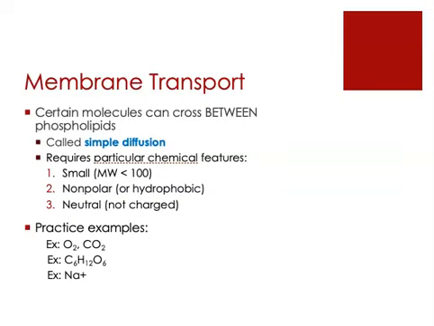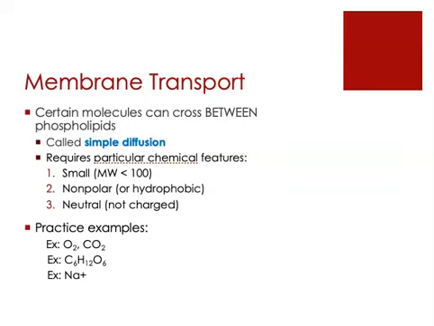Now, you have to be a very particular type of molecule to do this. Only certain molecules can use simple diffusion to cross a membrane. Those molecules have to have three particular chemical features. First of all, they have to be relatively small. And by small, I mean they have to have a molecular weight that is less than 100.